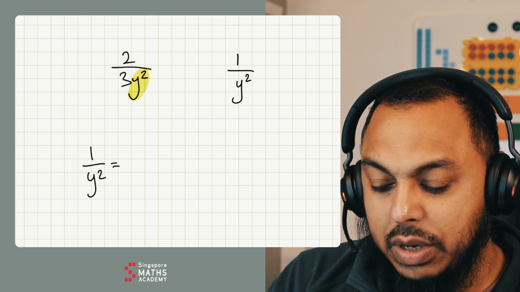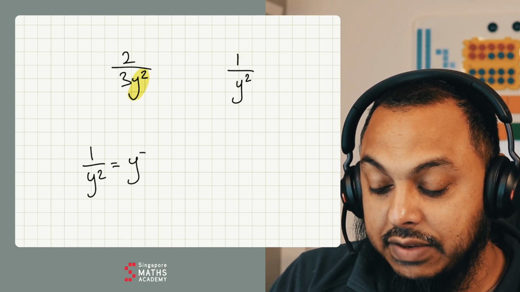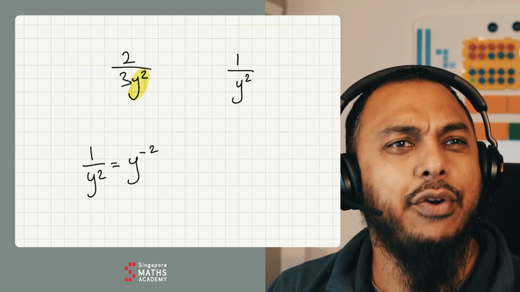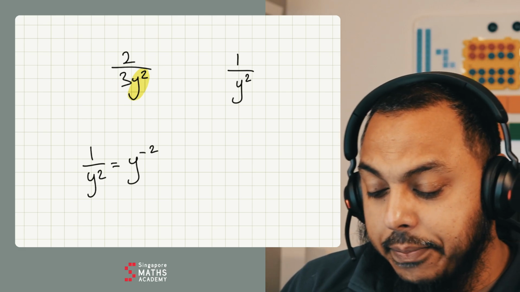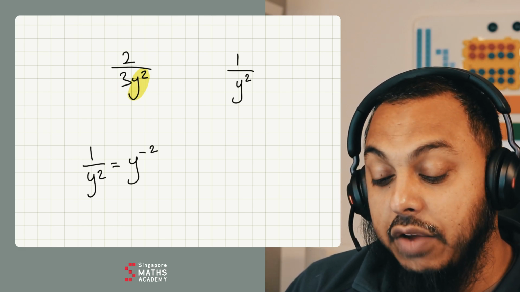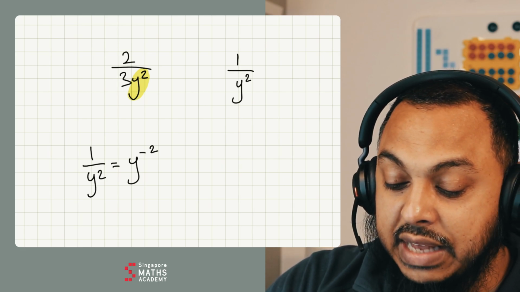1 over y squared is the same as y to the power of negative 2. Is that okay? Does that make sense? So 1 over y squared is y to the power of negative 2.